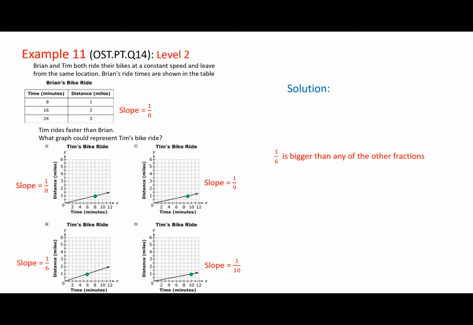What you can do with this question also, look, after 8 minutes, Brian did 1 mile. Here, after 8 minutes, look at the 8 minutes here, he did more than 1. See, that's the one right here. So immediately you have the answer. If you look here at 8, he did less. See, this point here is less than 1. Here, 8, this point here is less than this.